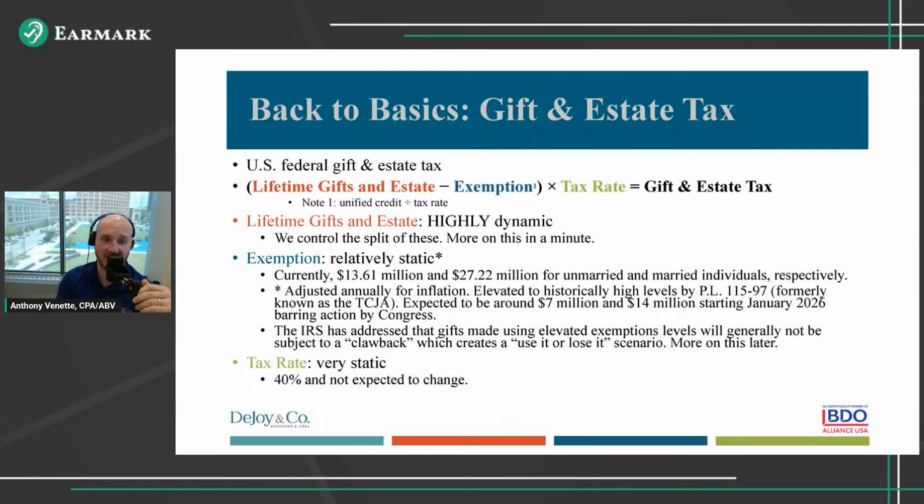And the IRS has made it clear that gifts made prior to that exemption drop won't be subject to a clawback, meaning if I was an individual and I gifted $13 million today, but I died after 2026 when the exemption was lower, I wouldn't be subject to an additional tax on that delta between the change in exemption levels. And then our last piece is the tax rate, very static, 40%. There's no expectation of change there. So how do we focus and plan around those?